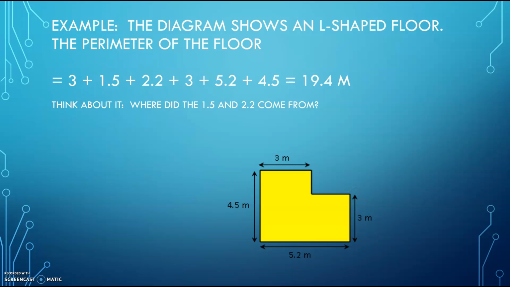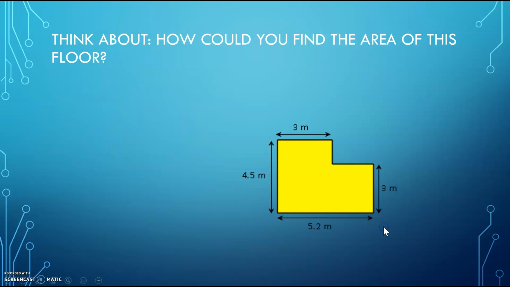So for the perimeter of a composite shape, just add them all the way around. Don't forget the sides. The one trick is that oftentimes they don't label every side, so you're left to calculate the ones that don't have numbers assigned. Now, how could you find the area of this floor? Remember, the area is width times the length.